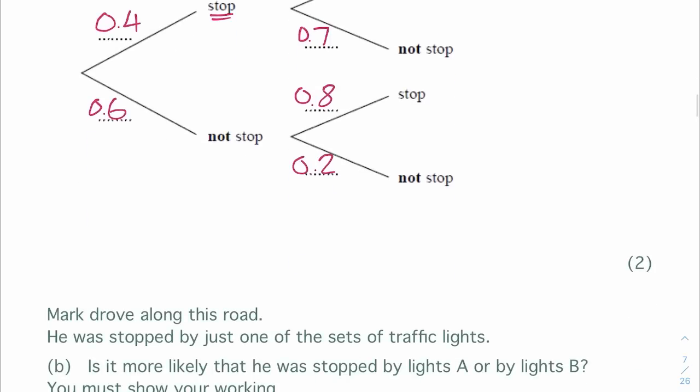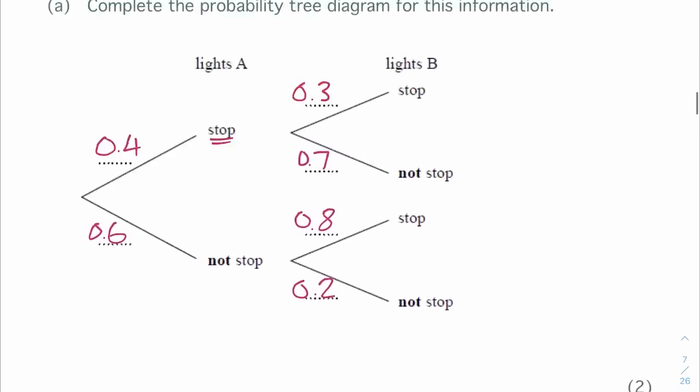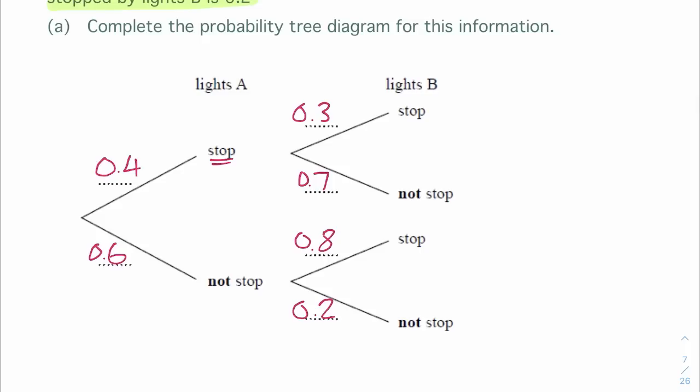It says Mark drove along this road. He was stopped by just one set of traffic lights. Is it more likely he was stopped by lights A or stopped by lights B? And you must show your working. So if he's only stopped by one set of traffic lights, he could be stopped by lights A and then not stopped by B, or he could be not stopped by A and getting stopped by B.